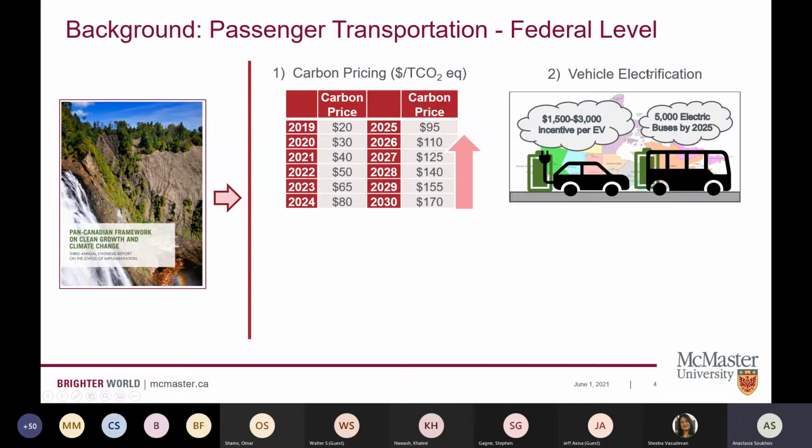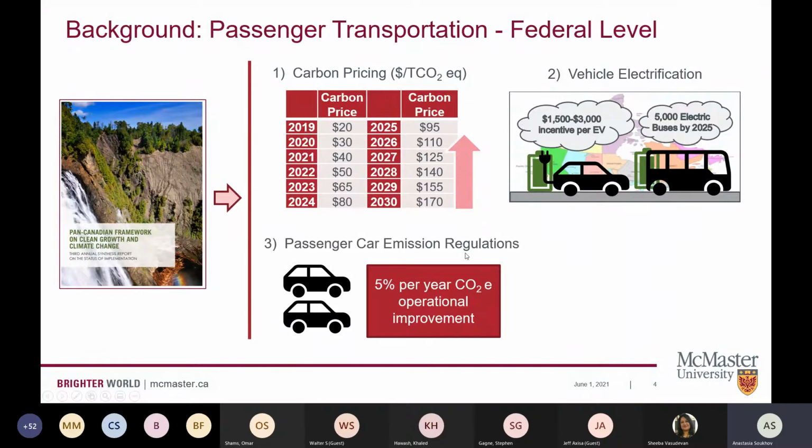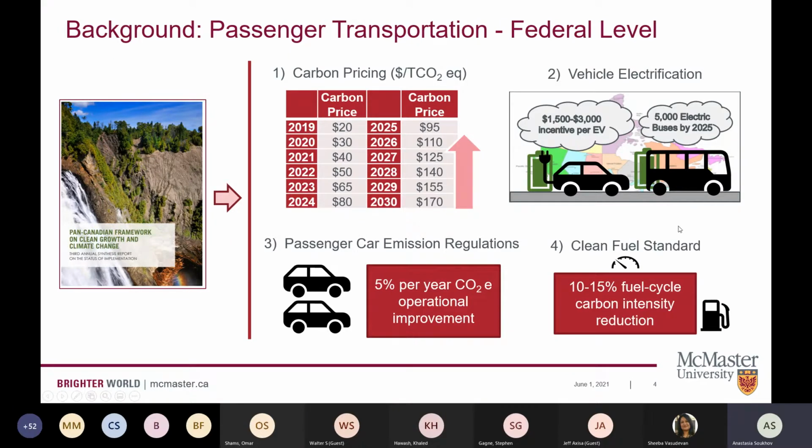At the federal level, there's also vehicle electrification. There are EV incentives for passenger vehicles, and there are electric buses that the federal government is helping to subsidize. There are also passenger car emission regulations, so each new model year vehicle needs to reach certain CO2 emission operational improvements. And there will be the clean fuel standard, which will reduce the carbon intensity of fuel over its life cycle through the blending of renewable fuels and alternative fuels in gasoline.